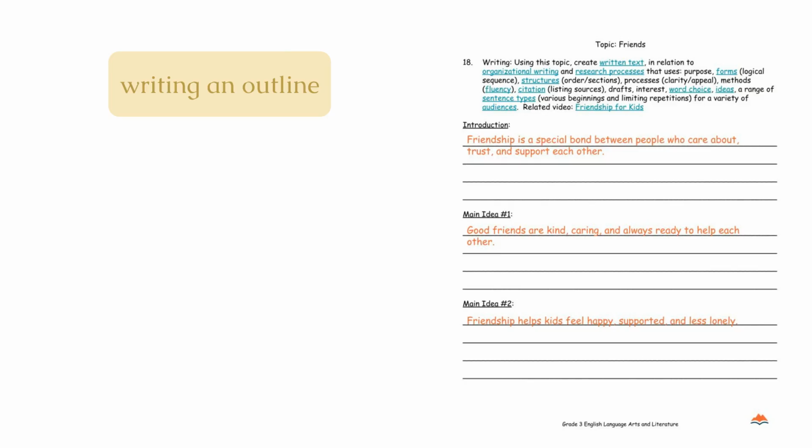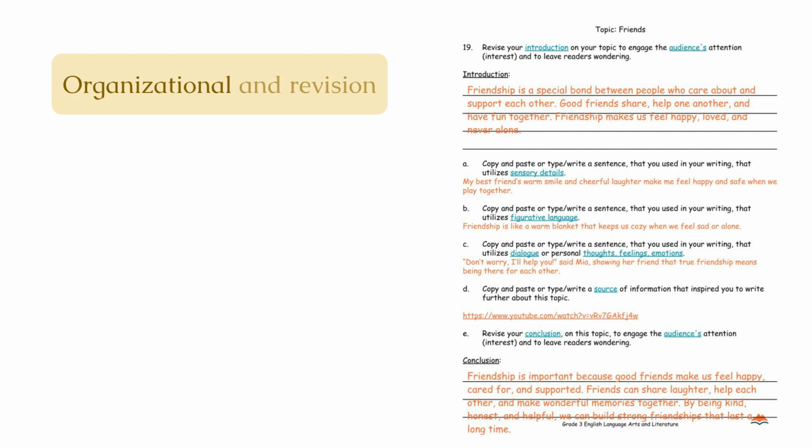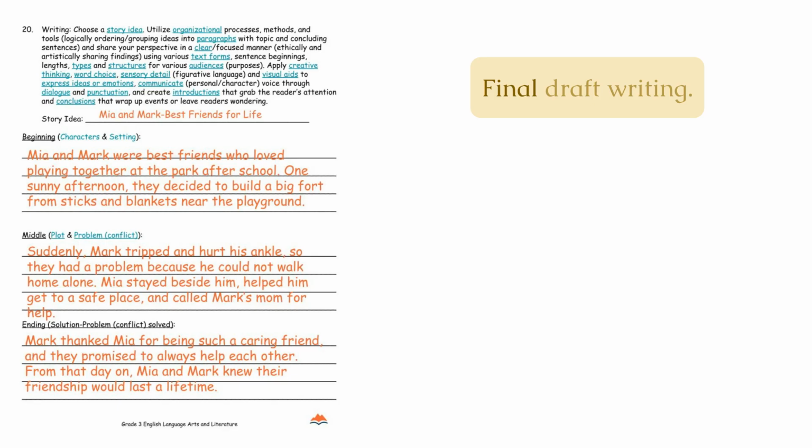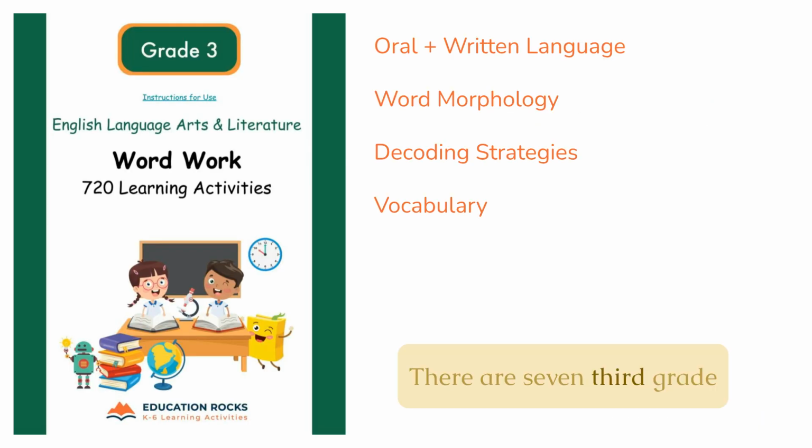Writing an outline, citation of source, and text features. Organizational and revisional writing. Final draft writing. Descriptive sentences and proofreading. There are 7 third-grade ELA units. This one is the word work unit plan, or vocabulary and language.